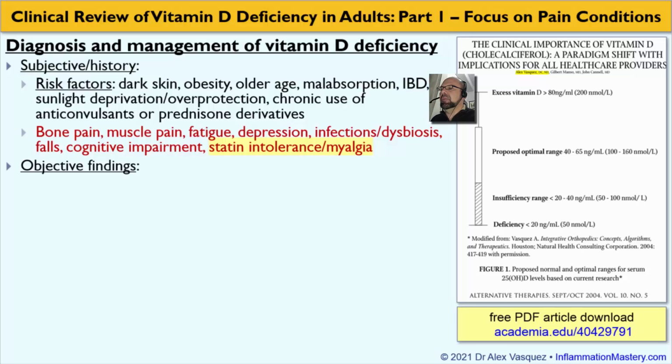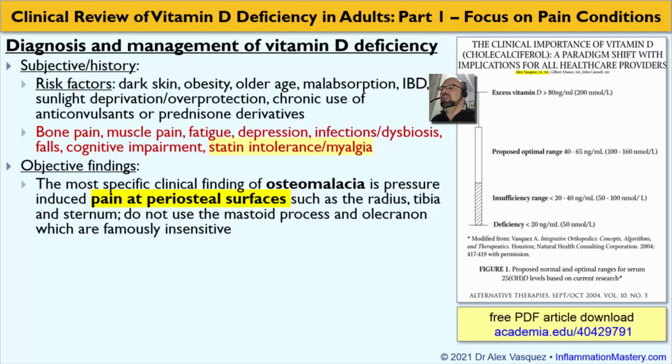The most consistent objective finding of adult vitamin D deficiency is osteomalacia, which you can assess clinically by looking for pain at periosteal surfaces, and I'll discuss this more later. But what you want to do as a clinician is apply a modest but significant pressure at the radius, the tibia, and the sternum. Do not use the mastoid process and do not use the olecranon because those surfaces are famously insensitive. Global and symmetric muscle weakness in severe cases.